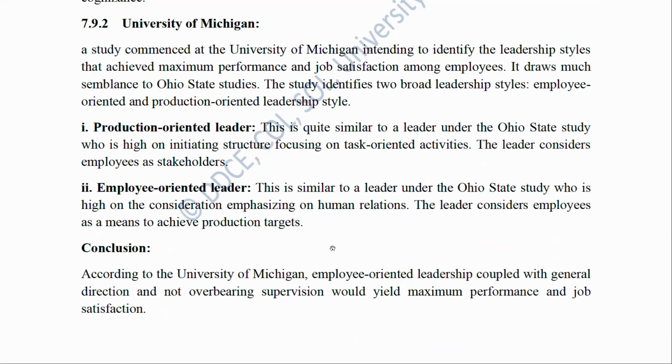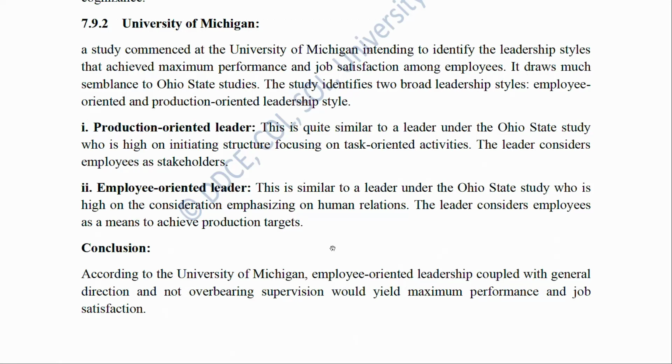7.9.2 University of Michigan. A study commenced at the University of Michigan intending to identify the leadership styles that achieved maximum performance and job satisfaction among employees. It draws much semblance to Ohio State studies. The study identifies two broad leadership styles, namely employee-oriented and production-oriented leadership style.